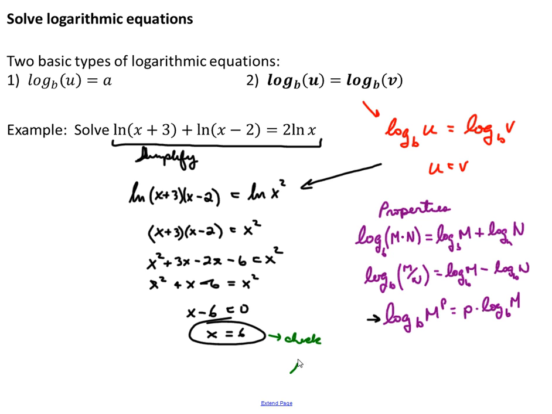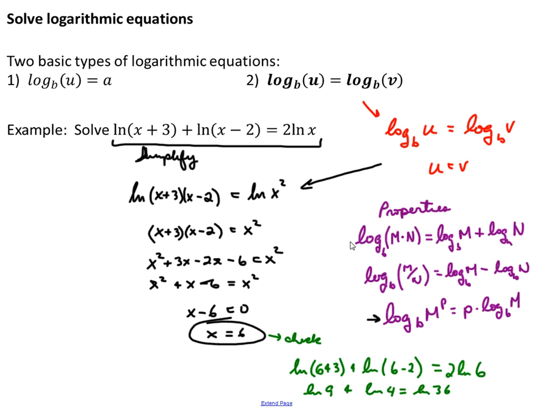Well, certainly, taking the natural logarithm of 6 plus 3 and the natural logarithm of 6 minus 2 should hopefully produce for us 2 times the natural logarithm of 6, whatever that happens to be. But in this case, it doesn't really matter because our logarithms are defined. So the logarithm of 9 plus the logarithm of 4 should equal 2 times the natural logarithm of 6. Well, that's actually the same as the natural logarithm of 36, 6 squared.